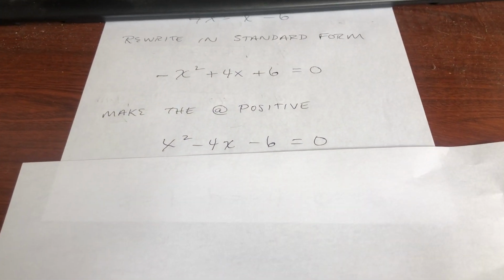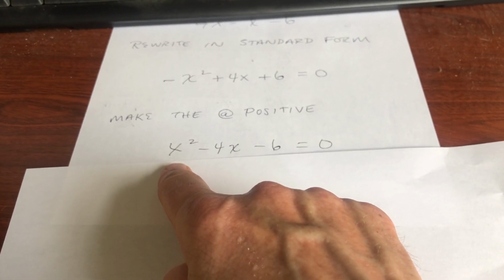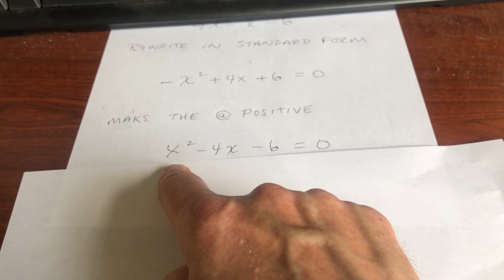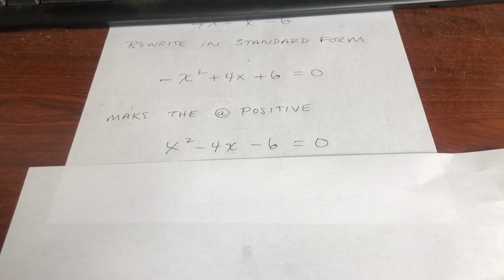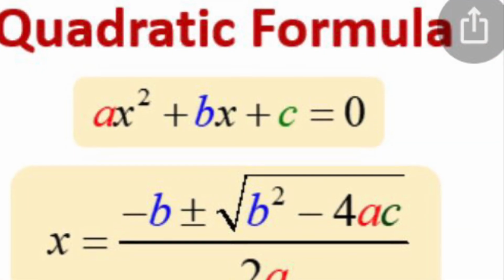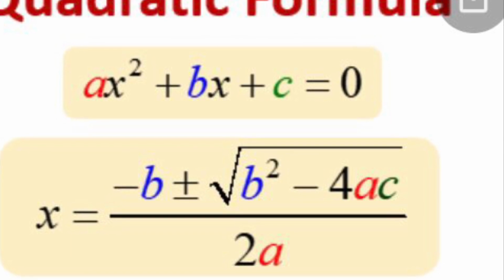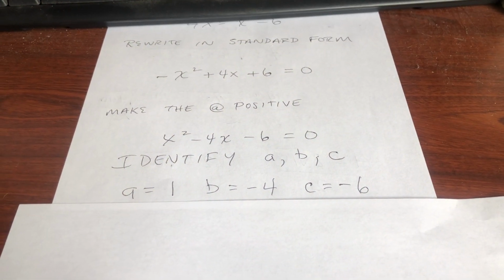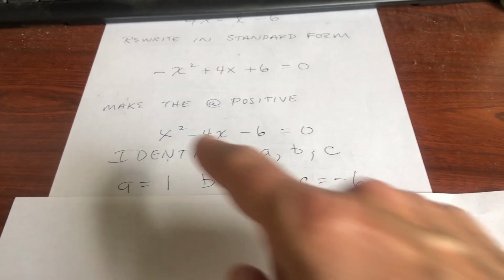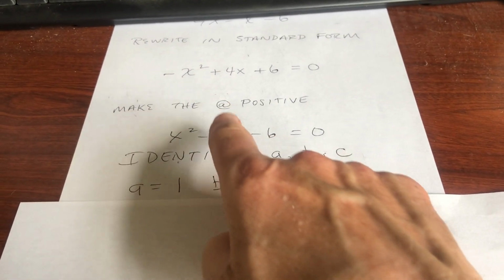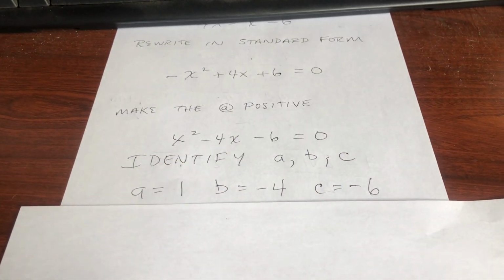Next, we want to make the a positive. We don't want negative x squared, we want x squared. So we change all the signs by multiplying by -1. Next, we need to identify a, b, and c. A is 1, b is -4, c is -6.